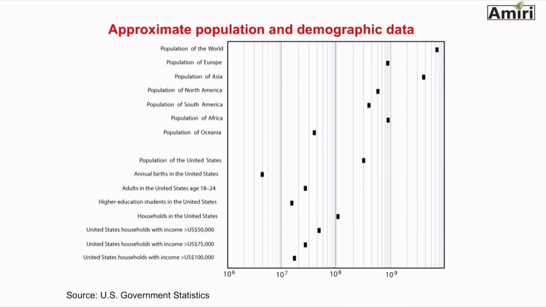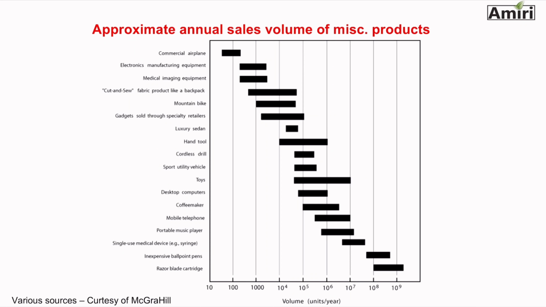And these are from the textbook Product Design and Development, McGraw-Hill, by Karl Ulrich. Again, it gives you some population and demographic data, and also sales of some random items. It starts from commercial airplane all the way to razor blade cartridges.